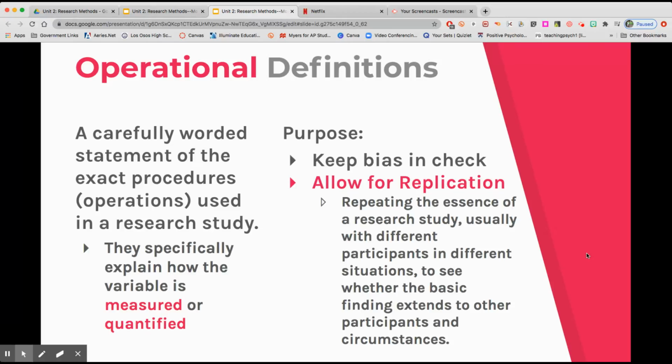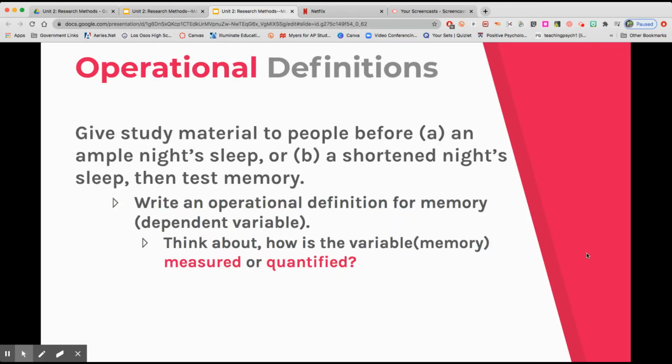This allows for replication. Replication is where you repeat the essence of a research study, generally with different participants or in different situations, to see if the conclusions drawn in the original study still hold true or extend to different participants or circumstances. So I'm going to have you practice writing your own operational definition.